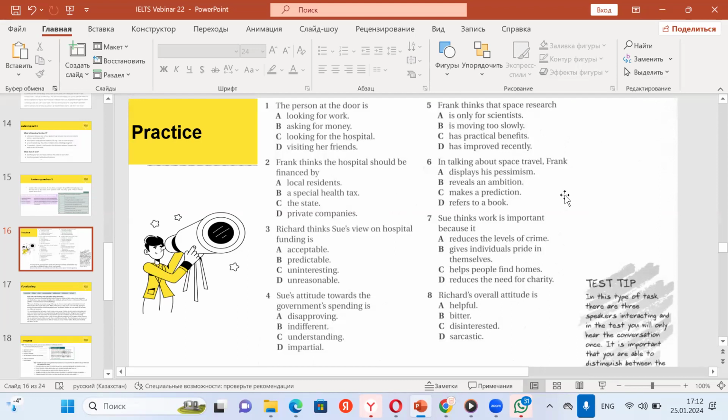Six. He makes a prediction. He says by the year 2015 we're going to fly to Mars for the weekend, right? It's a prediction. Seven. Okay, we'll listen to seven and eight. D, sarcastic. Okay, Georgi is doing really, really well.